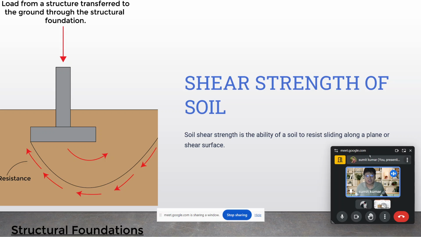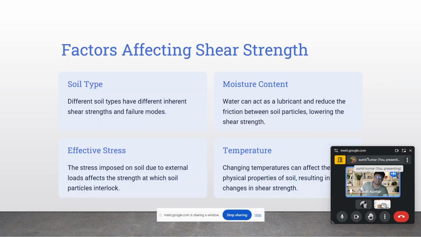Okay, so now we are talking about the shear strength of the soil. Soil shear strength is the ability of soil to resist sliding along a plane or shear surface. Here, the load from the structure is transferred to the ground through the structural foundation. You can see from this picture the resistance which is offered and how the load gets transferred, and one can see very easily that the shear strength of soil has been represented.